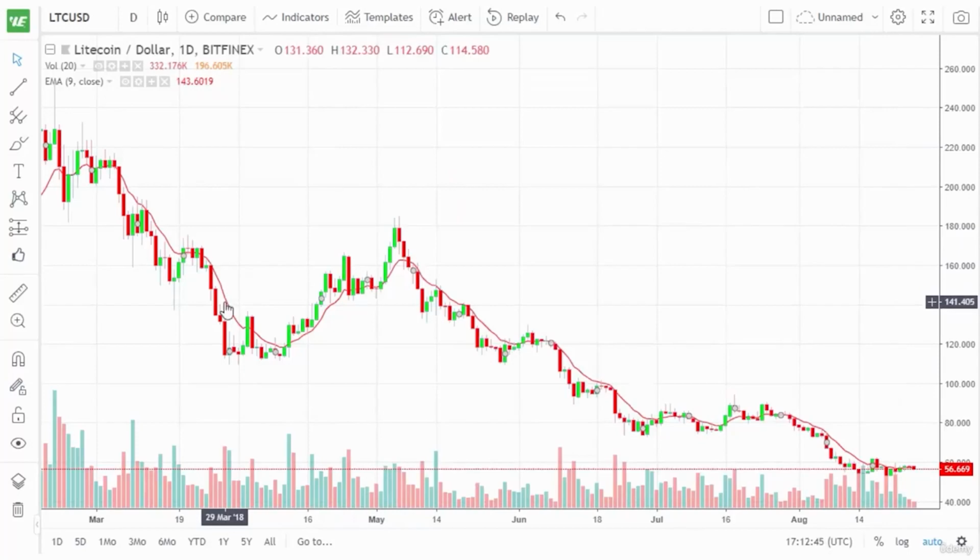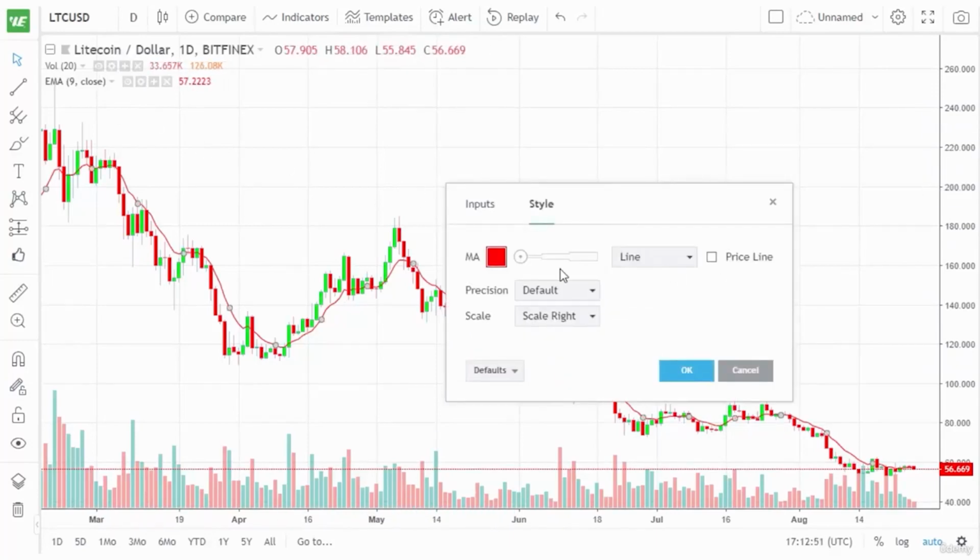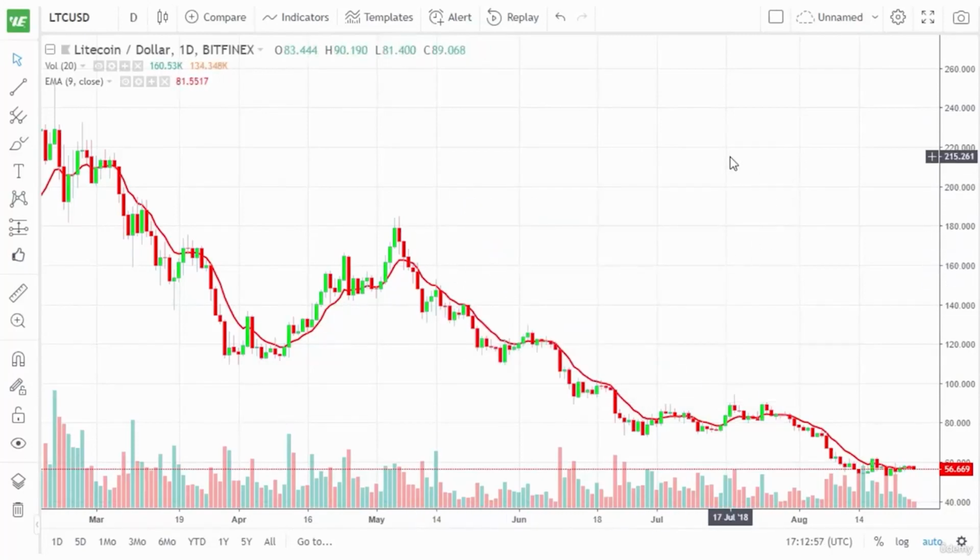If I hover over the indicator itself, it's a little difficult to do sometimes because it crosses the candles. So I tend to use that. I'll make this a little thicker. Click OK, click away from it, and you can see that I have this moving average. If you were to run the calculation, it does in fact sit at the average closing price of the last 9 candles, in this case 9 days.